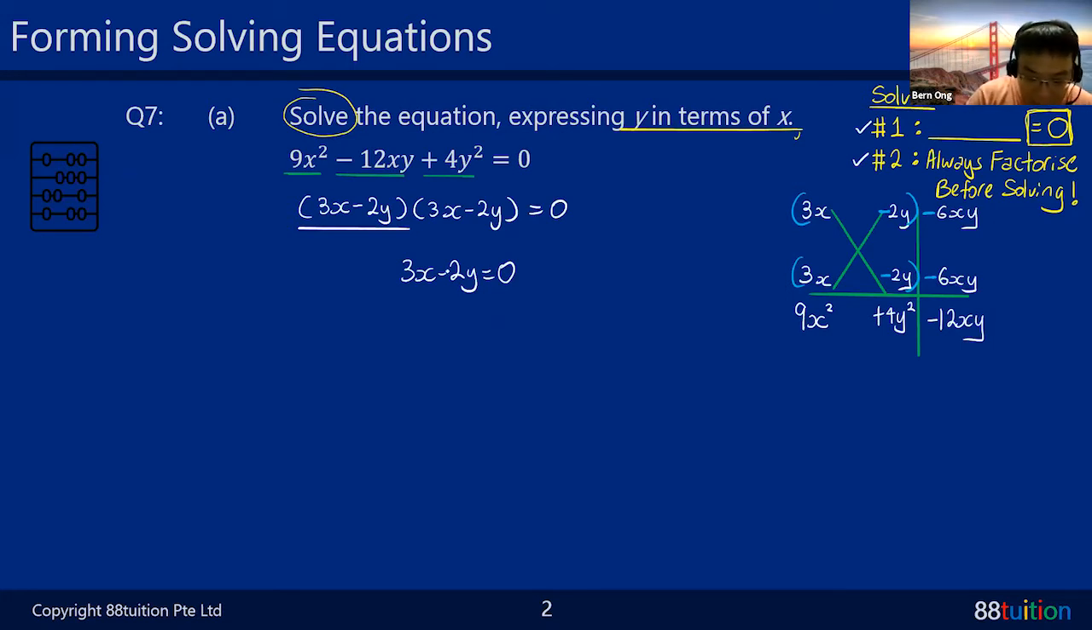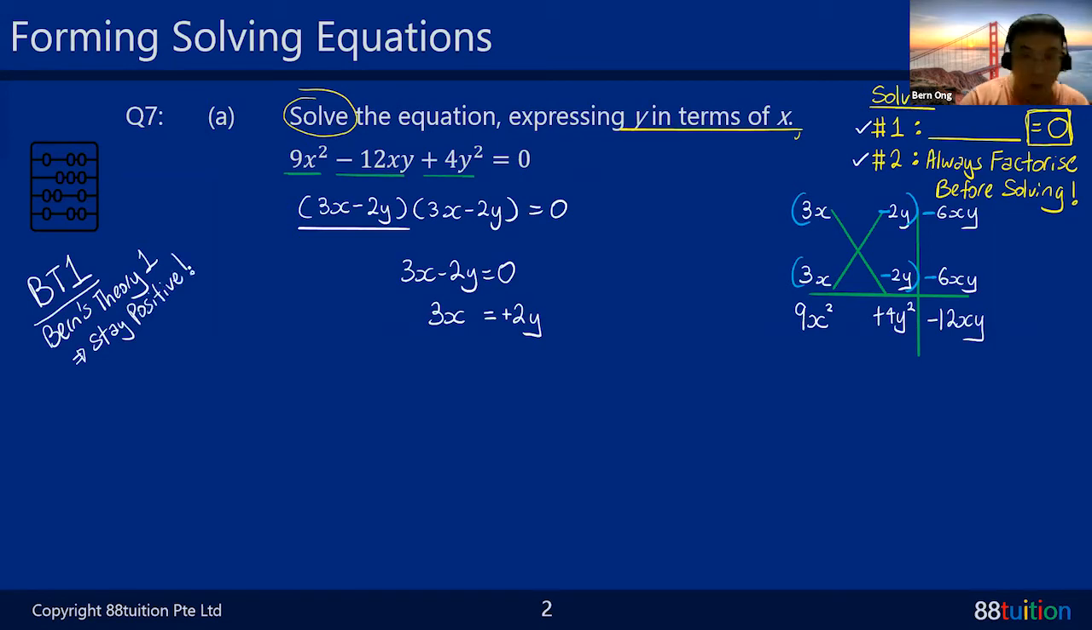Okay, so let's bring the minus 2y across first. I like to keep things positive. Minus 2y bring across is positive 2y. All right. Stay positive. That is Burns theory number 1, BT1. Very important. Staying positive means to stay happy also. So when you do math and you do your daily thing in life, be happy.